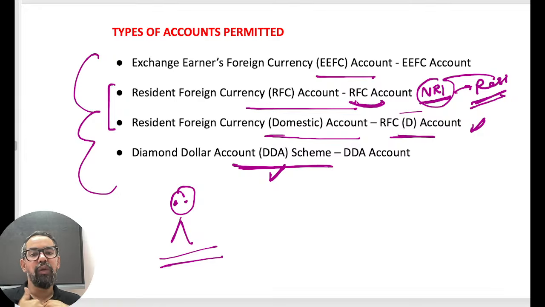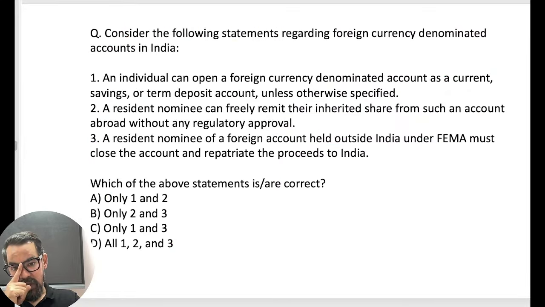And even as a normal citizen, if you want to invest in foreign securities and others, for that also you can open a foreign currency account. So we have the exchange earner foreign currency account, resident foreign currency account, and resident foreign currency domestic accounts. And diamond dollar accounts, this is for the diamond exporters, the DD accounts. And this also gets asked many times. So let's start with the very first question. Consider the following statement regarding foreign currency denominated accounts.